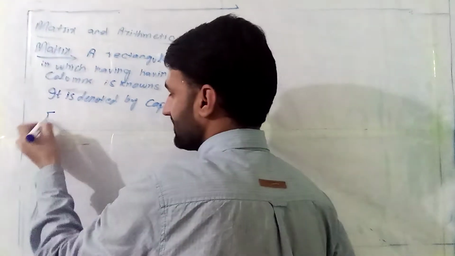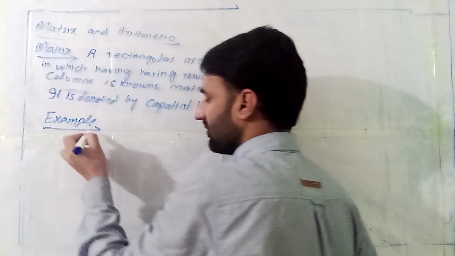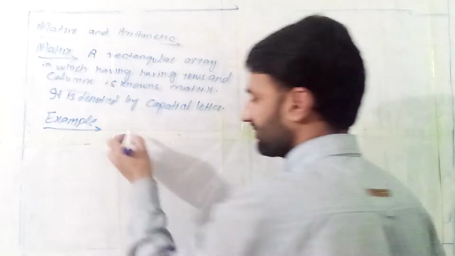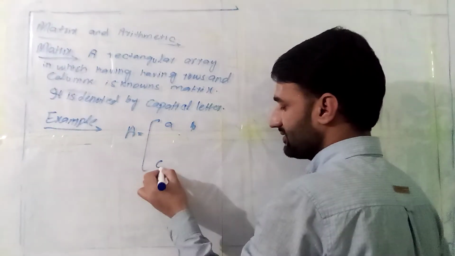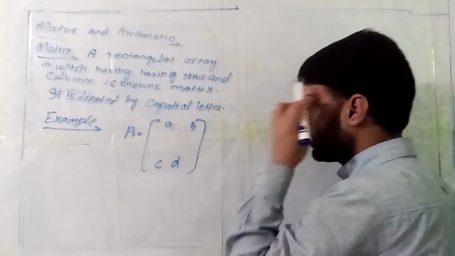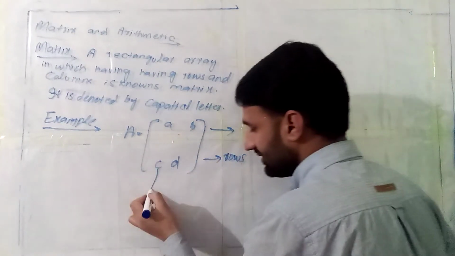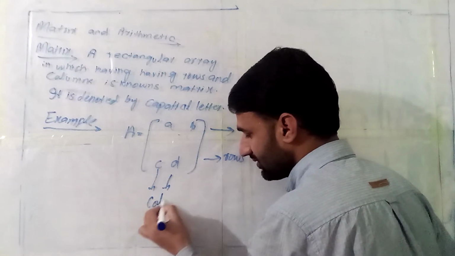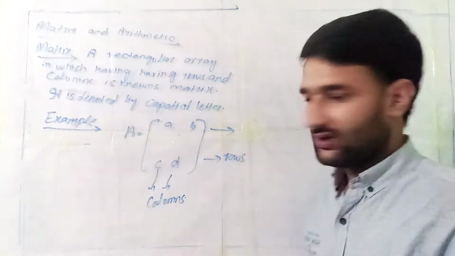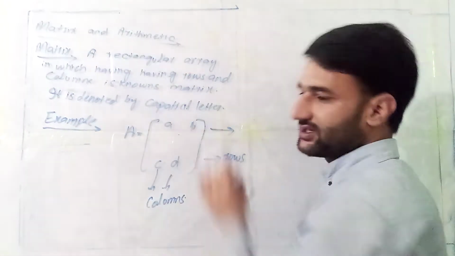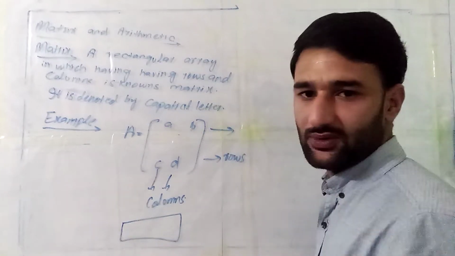To understand the definition, for example, here A is equal to A, B, C, and D. Right? These are the rows, and these are the columns. So in this way, you can define any matrices. You can say it is rectangular if you notice that the matrix has this shape, right?